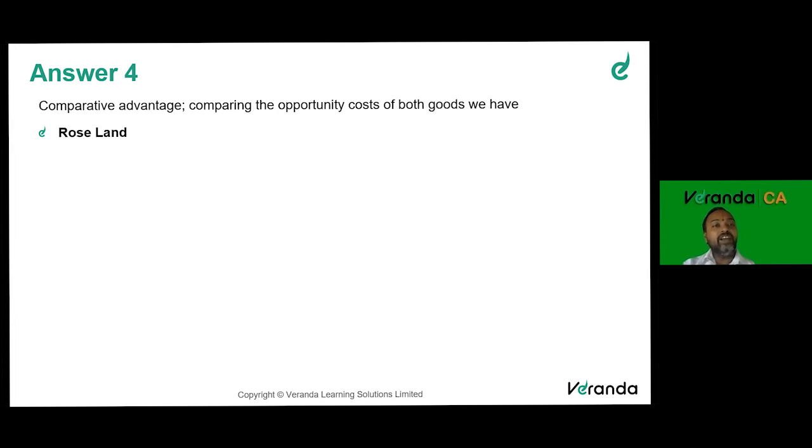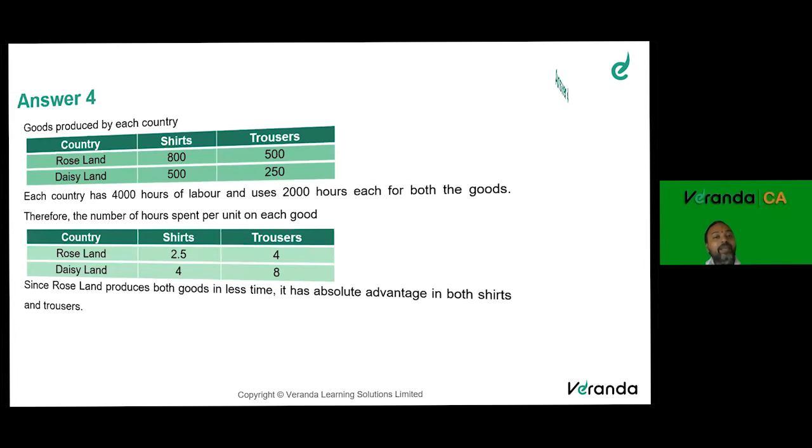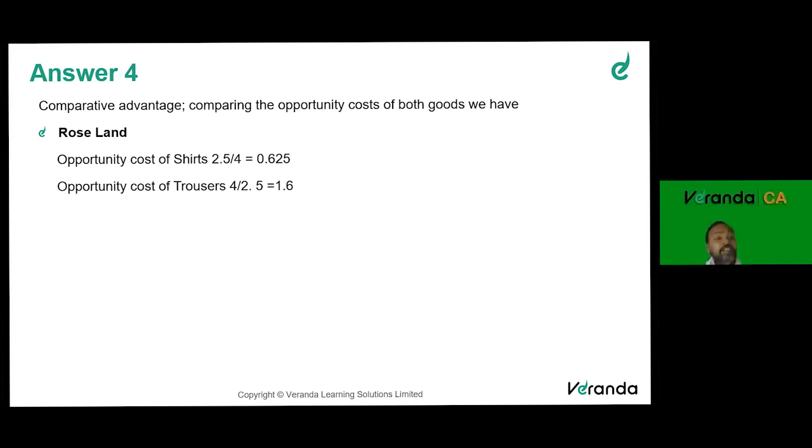The opportunity cost for Roseland, if you look into the shirts, is 2.5 divided by 4, which is equal to 0.625. How does it come? It comes from here, 2.5 divided by 4, because using that time they can opt for trousers instead. Similarly, the opportunity cost of trousers, just put that in reverse, 4 divided by 2.5, which gives you 1.6. And then comes Daisyland.